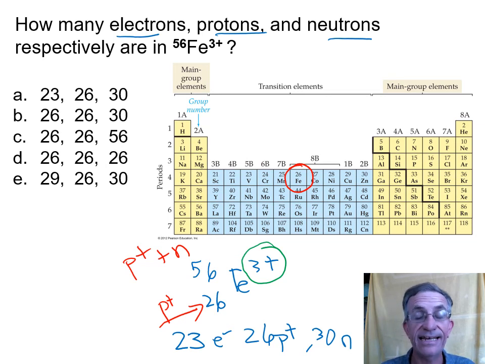So that iron ion, it's kind of hard to say, iron ion, has 23 electrons, 26 protons, and 30 neutrons. I guess the right answer would be A. They're listed in the same order I wrote them. Electrons, yeah, 23. Yeah, that's right.